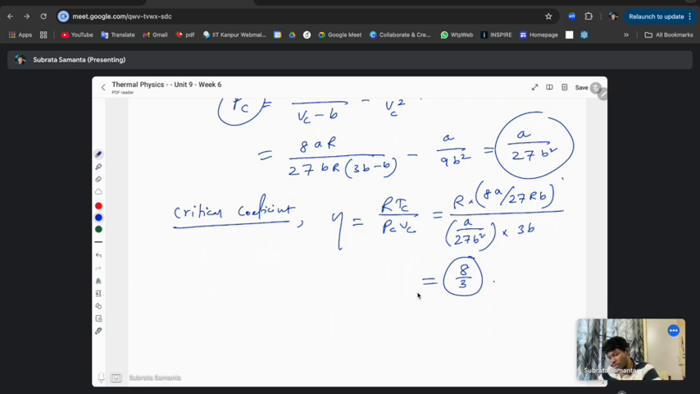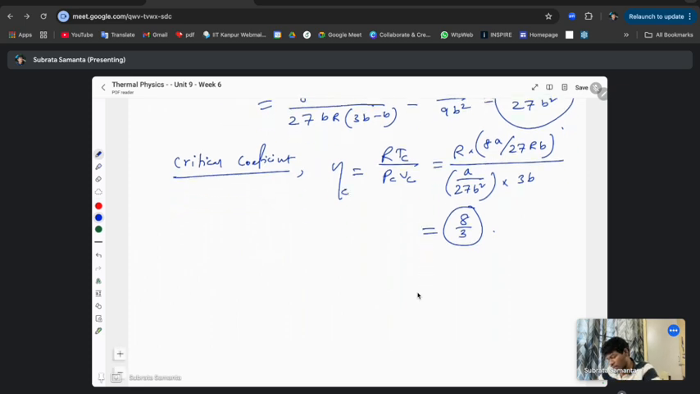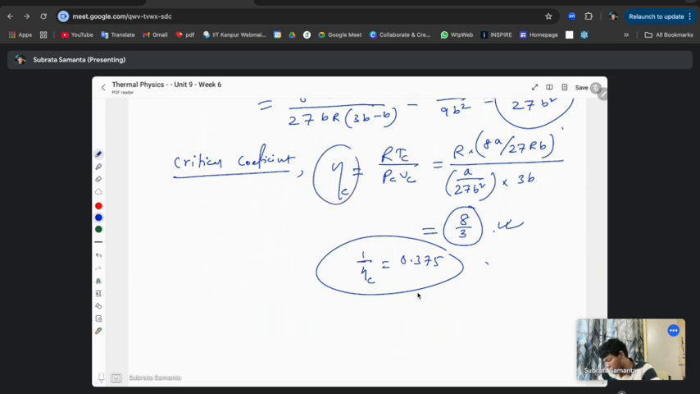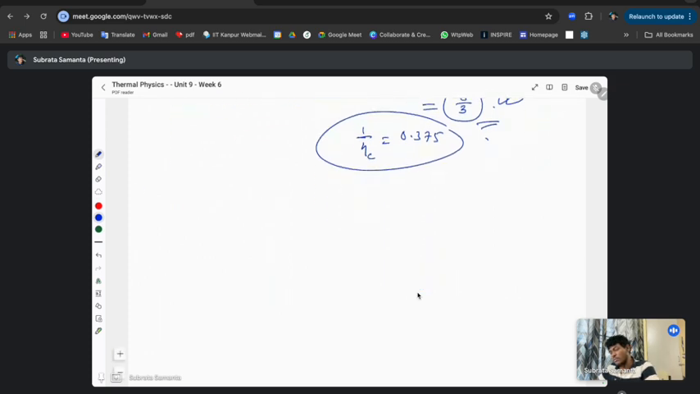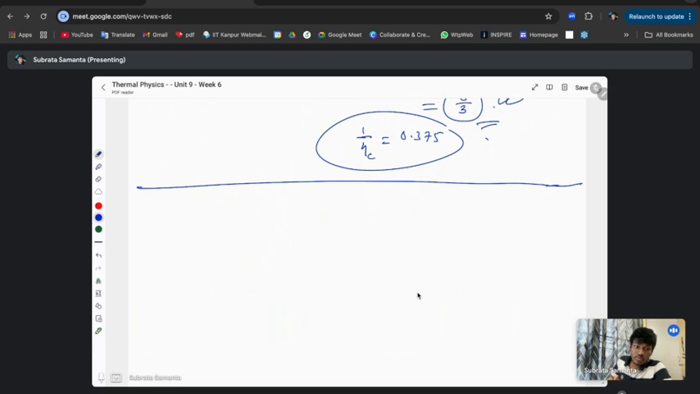So this is 8 over 3 and this is eta C, and 1 over eta C is 0.375. Sometimes 1 over eta C is more important than eta C, but the critical coefficient is eta C. So this is basically 8 over 3 for the van der Waals gas. Now if we consider a Dieterici gas, we calculate the critical coefficient value for the Dieterici gas.